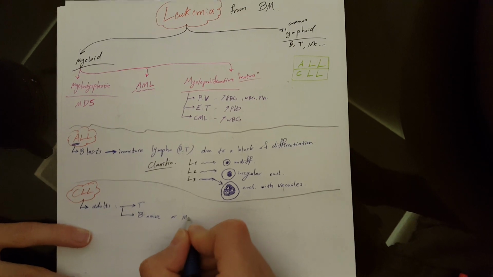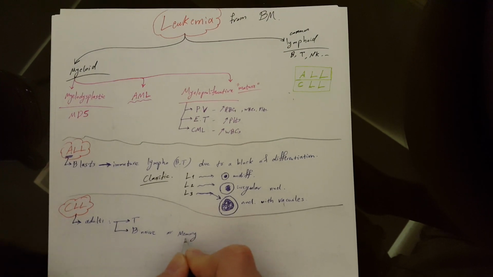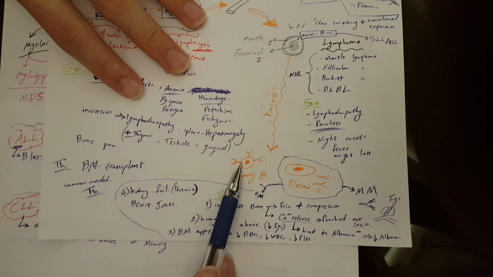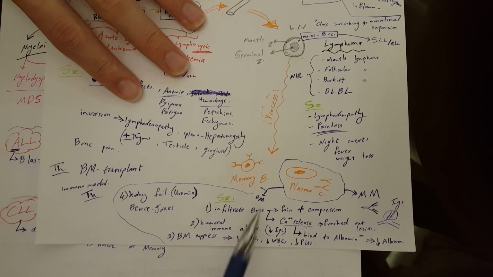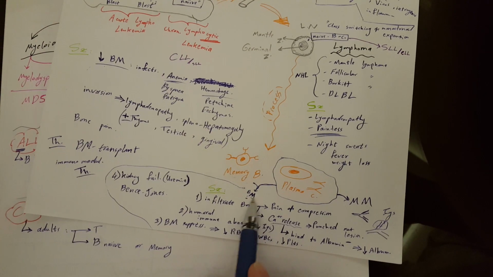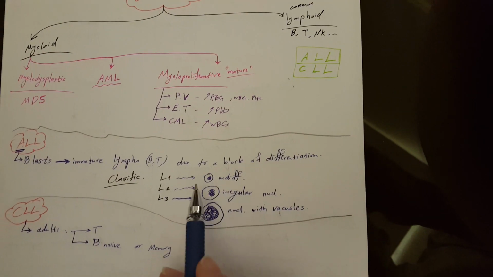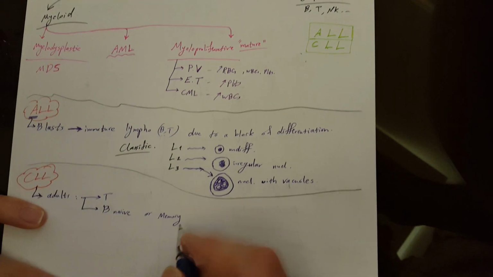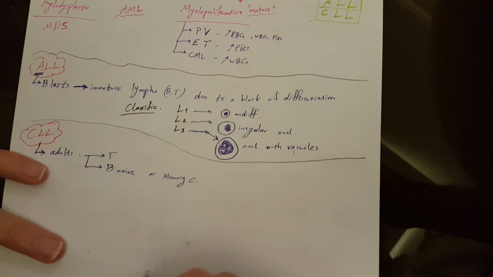Or they can be memory cells, because there's memory cells. Remember these? We said that memory and plasma cells both go back to the bone marrow. So if in the bone marrow memory cells overgrow and proliferate, ta-da! Same problem. Okay, or memory cells.